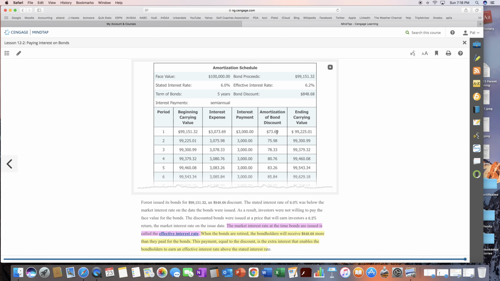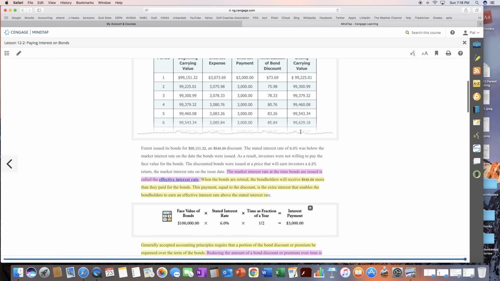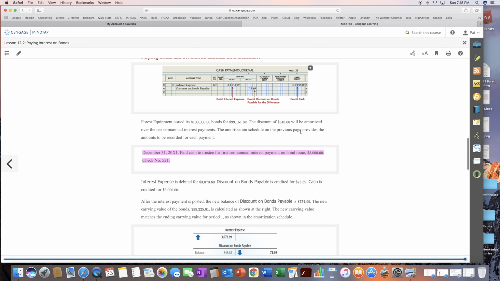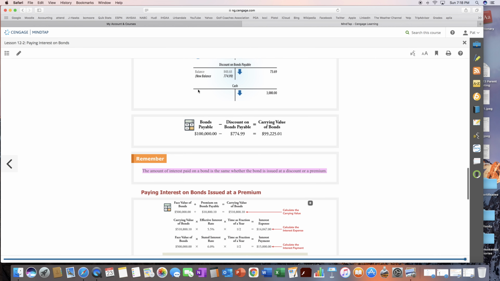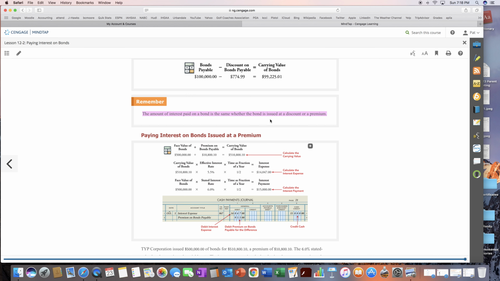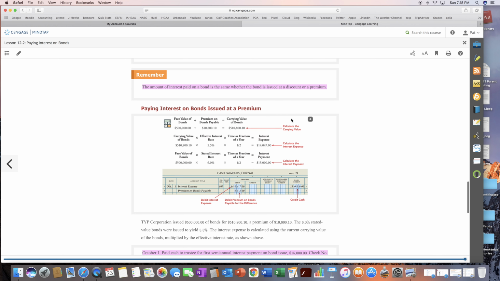We have this amortization of 73.69 because that's the leftover amount after our payment. You add that together and you get the ending carrying value. So there's a couple different ways of doing it, but you debit the expense that you find, you credit cash, and then the difference on a discount is credited to the discount on bonds payable. The amount of interest paid on the bond is the same whether the bond is done at a discount or a premium, so it doesn't matter.